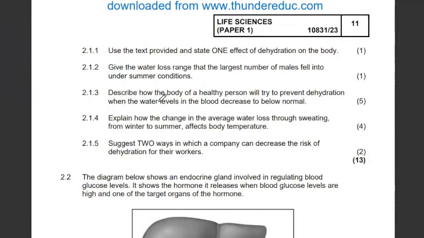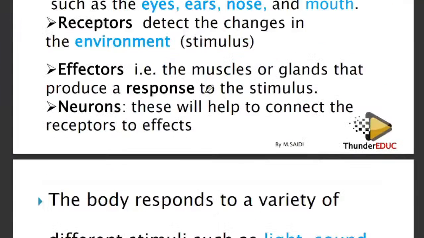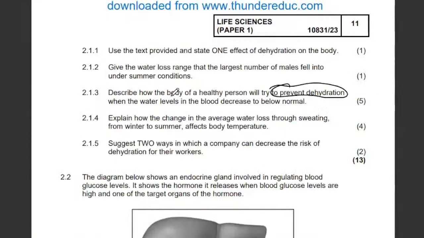Then the next question: describe how the body of a healthy person will prevent dehydration if the water level in the blood decreases below normal. Meaning that now they have sweated a lot, so how are they going to prevent this loss of water? You come back here and find out. This is what you're supposed to explain: how the body of a healthy person will try to prevent dehydration when the water level in the blood decreases below normal, meaning you explain what happens in a hot environment.